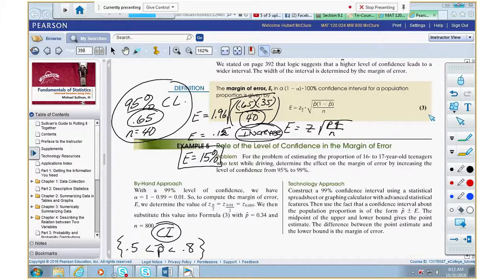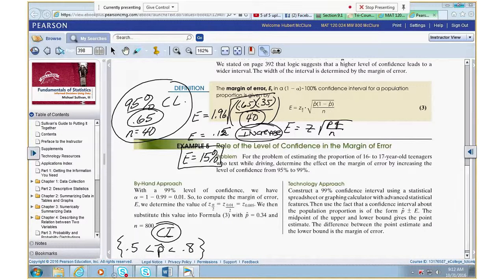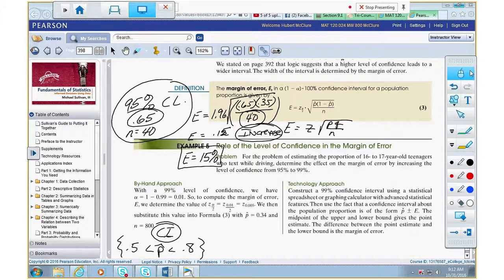Okay? And that's a good example. And that's how you find the confidence interval from the confidence level. Let's see if we can find a good example to do out of the book.